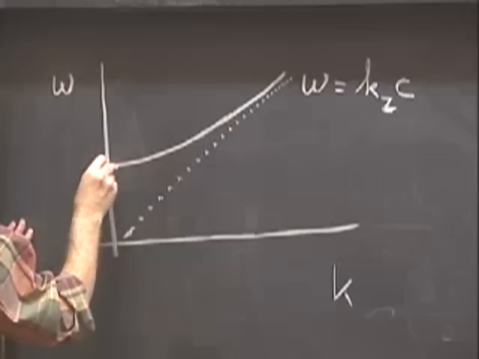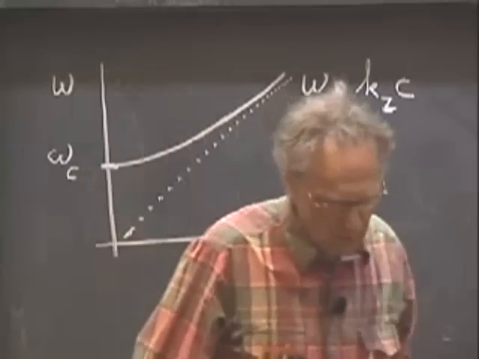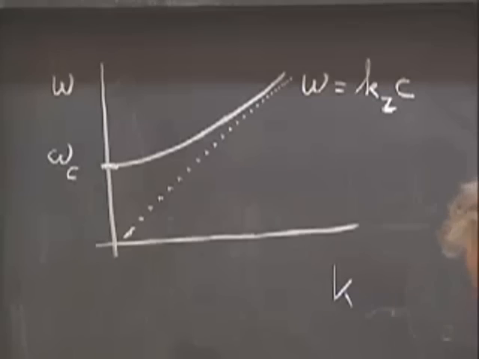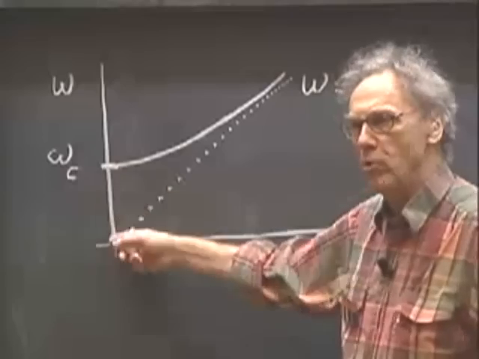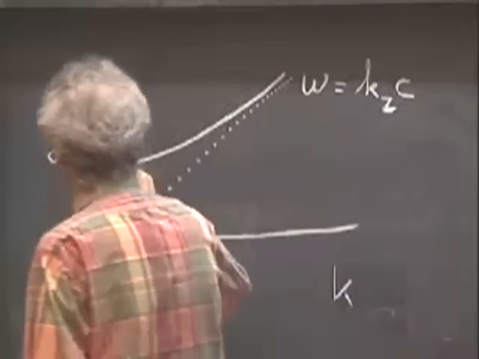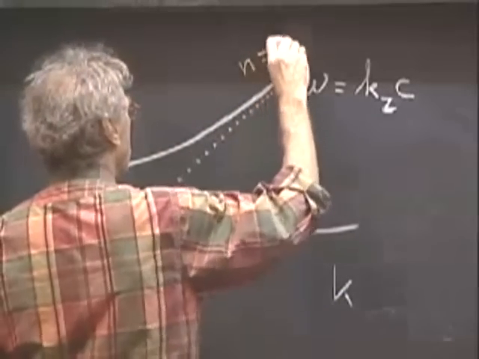And what you see here, there is a value which we call the cutoff frequency. It's normally called omega c, below which no radiation can go through the pipe. This is not a solution anymore to my wave equation. You're stuck to this line for the mode n equals 1.